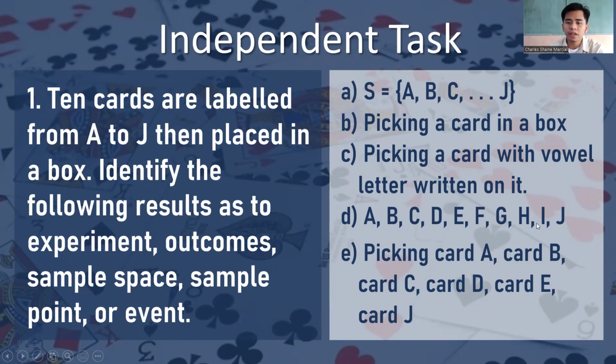Right? Letter E. Picking card A, card B, card C, card D, card E, and card J. So, ito na yung outcome natin. Okay? So, we will pick a card A, B, C, D, E, and J. So, this is our outcome. Okay? Again, A is the sample space, B is experiment, C event, D sample point, E outcome.